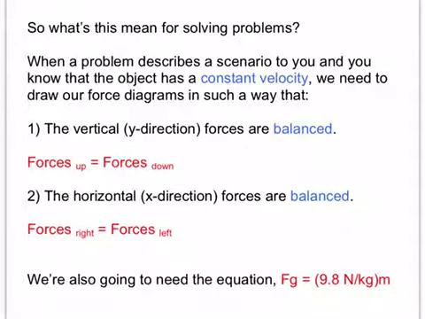What this means is that the forces that point upwards have to be equal to the forces that point downwards. Likewise, all the forces that point to the right have to be balanced and equal to the forces that point to the left. In order to do these problems, we also need our equation from the force of gravity lab. The force of gravity is equal to 9.8 newtons per kilogram times mass.